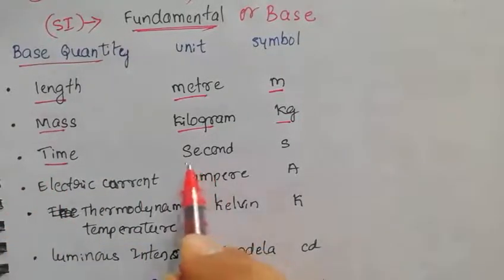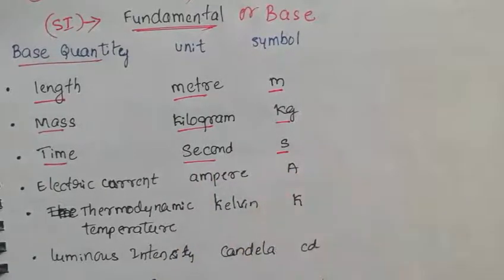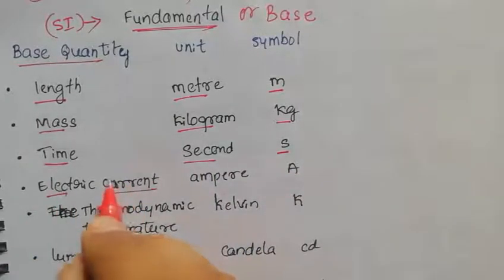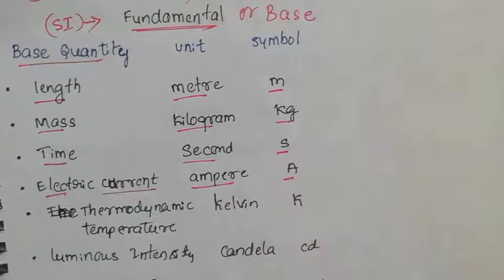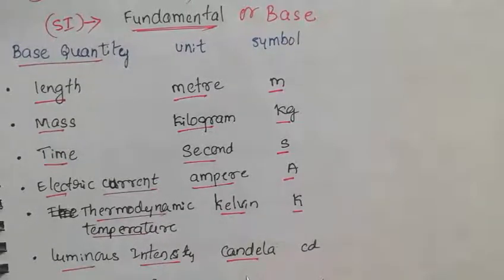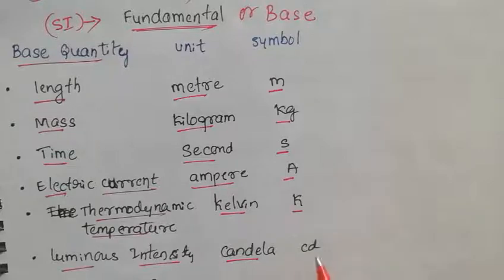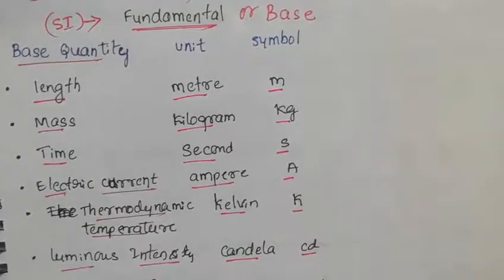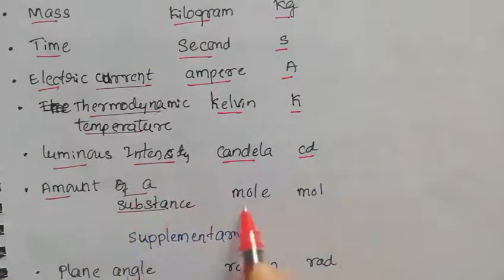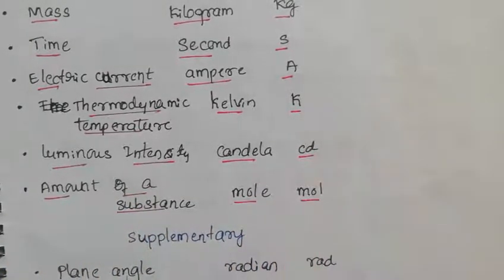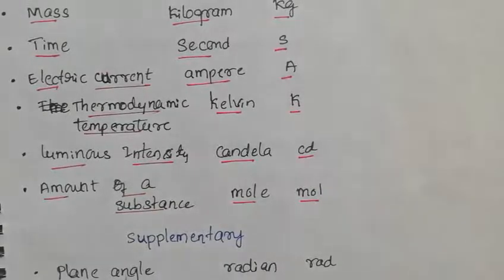Time is measured in seconds, symbolically we write s. Electric current is expressed in ampere, symbol is A. Thermodynamic temperature in kelvin, K. And luminous intensity in candela, with the unit candela we represent cd, small c, small d. And now amount of substance, we express in mole, symbol is mol. So these are the 7 fundamental physical quantities.